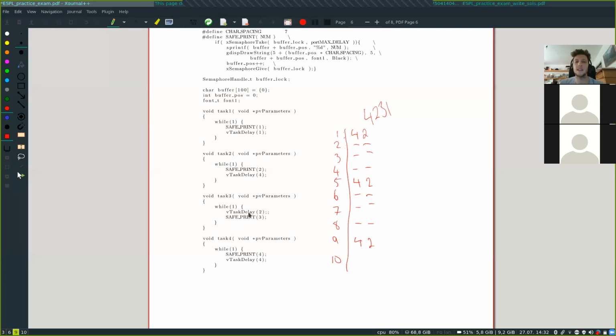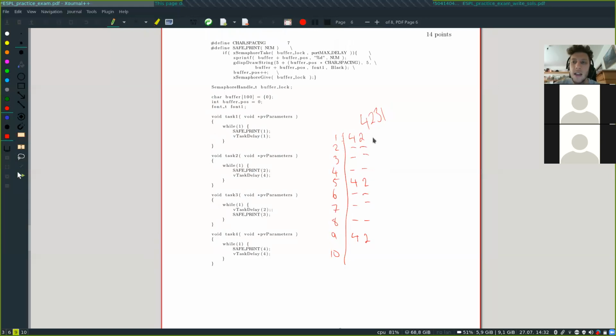Now 3 has vTaskDelay straight away. So in our first tick here, it's not going to print anything, but it's actually going to call vTaskDelay. So it'll sleep, and wake up here. Then it will sleep again for 2 and go another one. So 1, 2, 1, 2, 1, 2. And then we have 1 being executed finally. So it's going to print 1 and delay for 1, so it's going to execute the next tick. So essentially you just get 1, 1, 1, 1, 1, 1, 1, 1, 1.